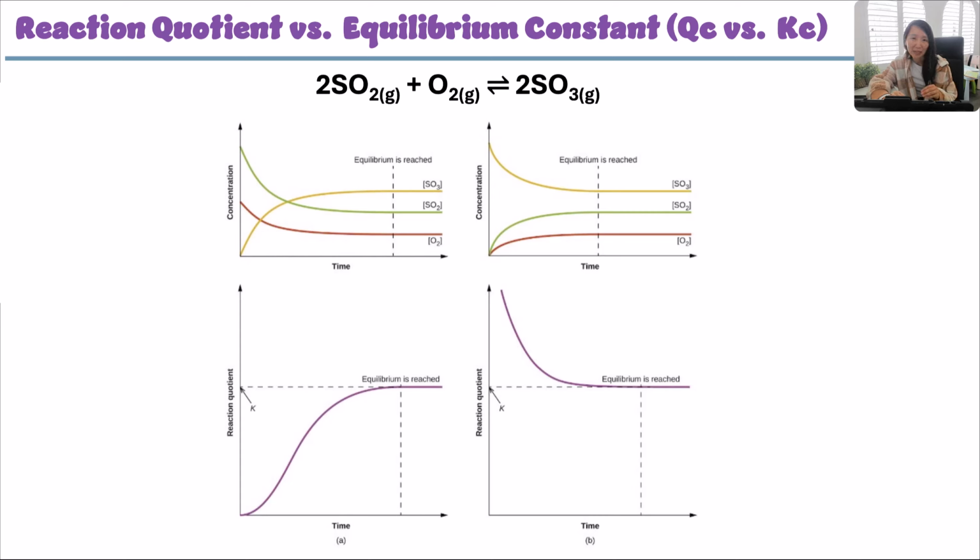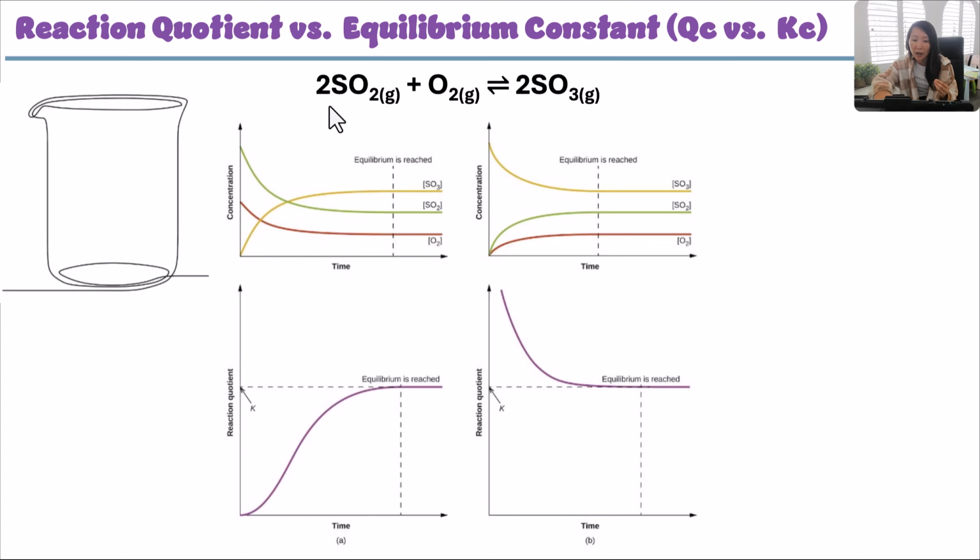I'm going to be utilizing this particular reaction to distinguish the difference between a reaction quotient, QC, and equilibrium constant, KC. So we have 2 sulfur dioxide and 1 oxygen forming into 2 sulfur trioxide. In the very beginning of the cycle, none of the product is made. You only have sulfur dioxide and you only have oxygen.